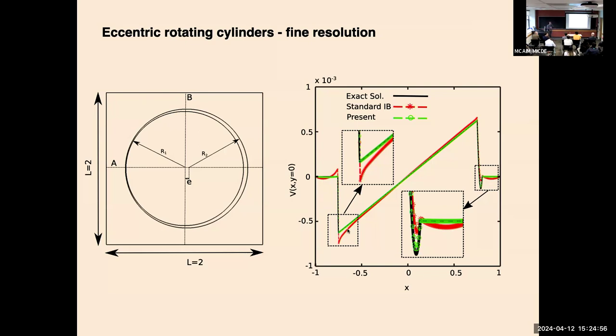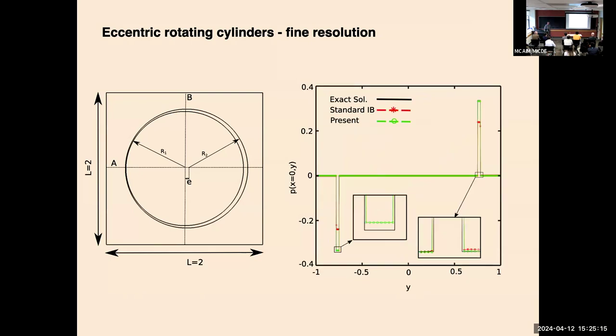Except the flow is very simple. It's almost linear. Yeah, that's right. And I can tell you why bad things happen with the immersed boundary method, but maybe we can postpone that for later.